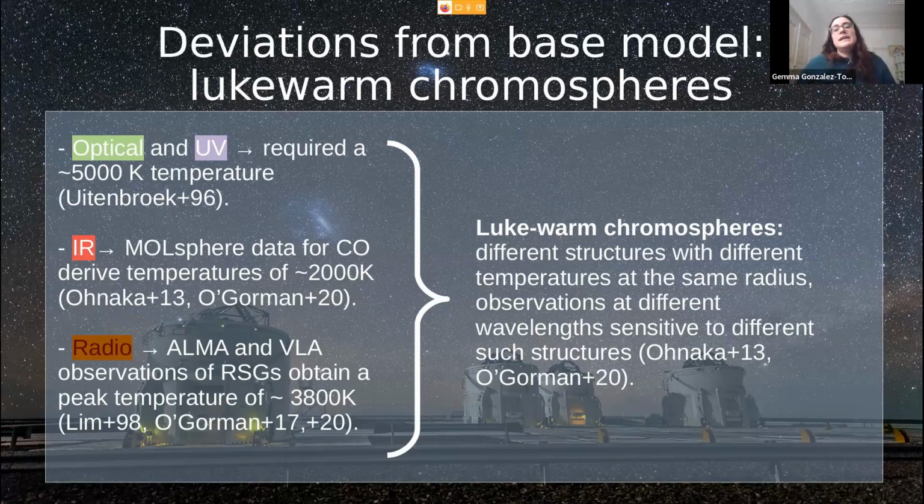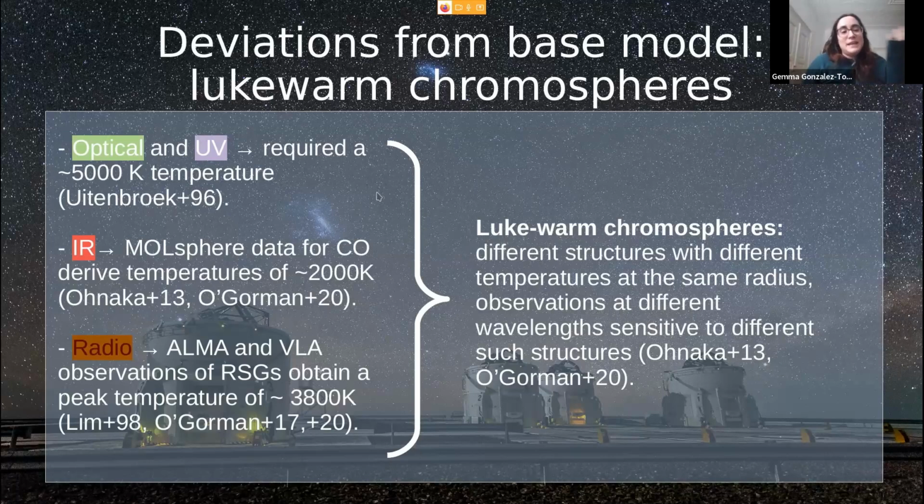But then there's this lukewarm chromospheres theory that says that basically, at the same radius, we're going to have different substructures in the temperature, which means that at the exact same radius we're going to have different temperatures. And we think that depending on the wavelength range that we are observing, we're going to be sensitive to these different temperatures. There are already a lot of studies working on this.